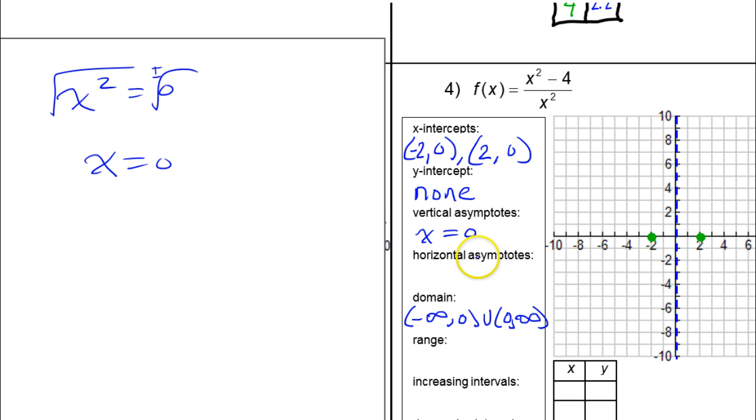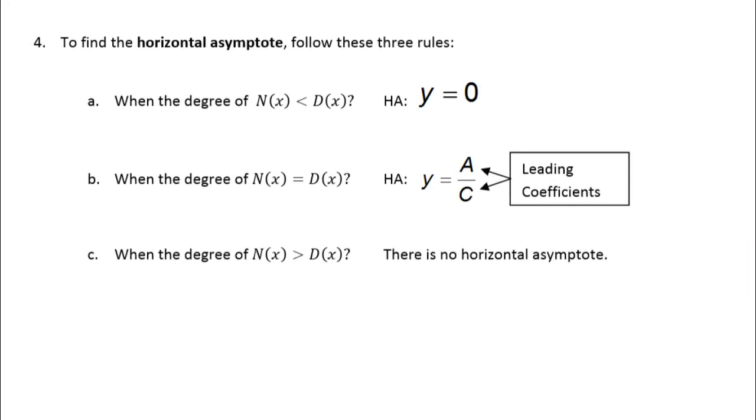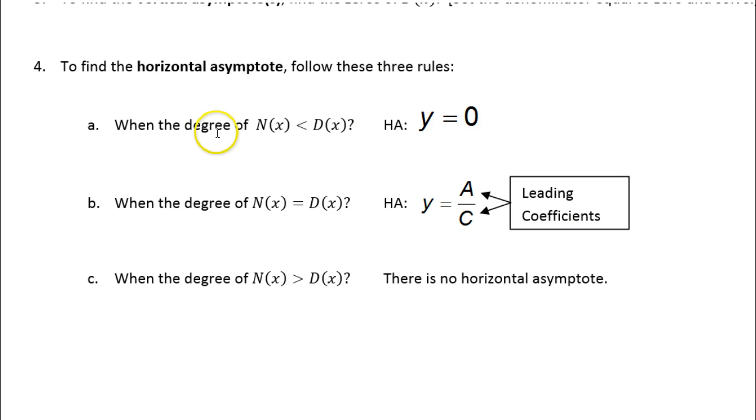What about the horizontal asymptote? What's the deal there? Well, we have learned that the horizontal asymptotes depend on these three rules. It's all about the degree of the numerator compared to the degree of the denominator. If the numerator degree is less than that of the denominator, it's y equals 0. If the degrees are equal, then it's y equals a over c. These are leading coefficients. If the numerator degree is greater, then there is no horizontal asymptote. You have to memorize these three rules for horizontal asymptotes.